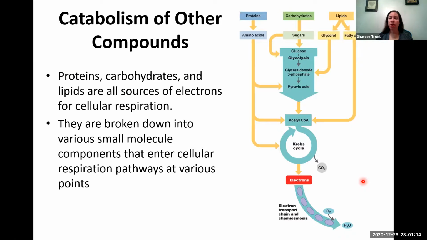So this whole process, we mostly think of sugars and carbohydrates as powering this whole process of making ATP. And that's typically what's used. But if necessary, other substances like proteins and lipids can be used. So what happens there is it's going to break down those proteins and lipids into smaller substances, which can then be added into this process at various points.